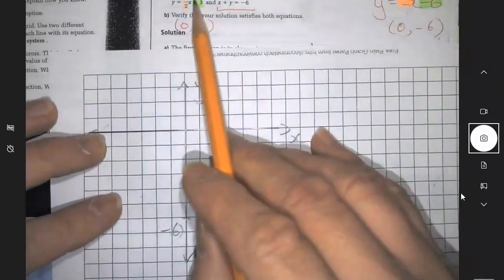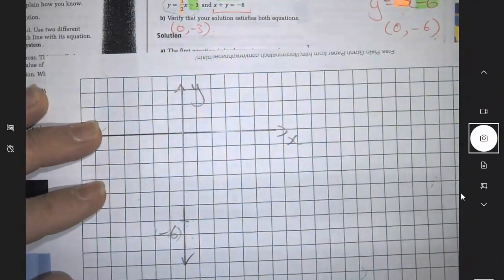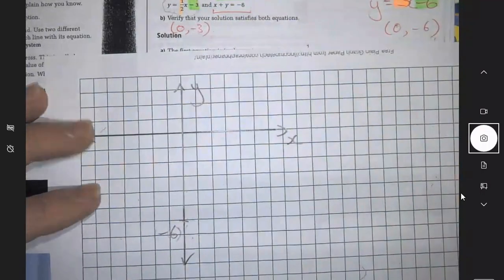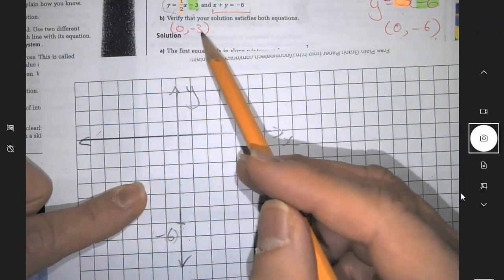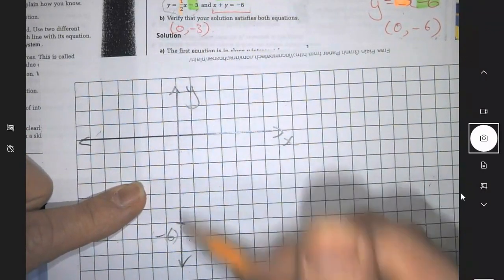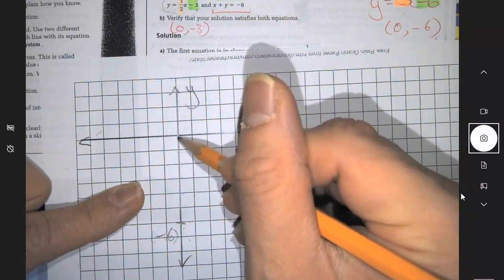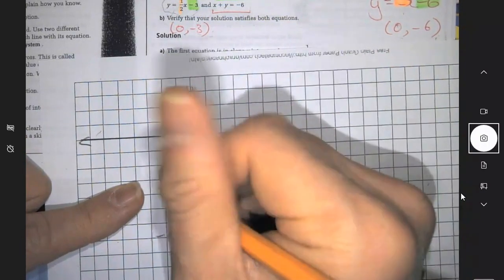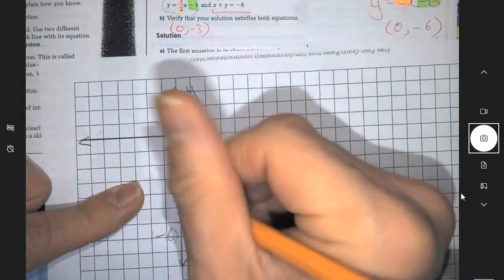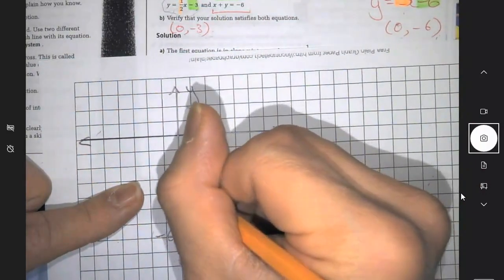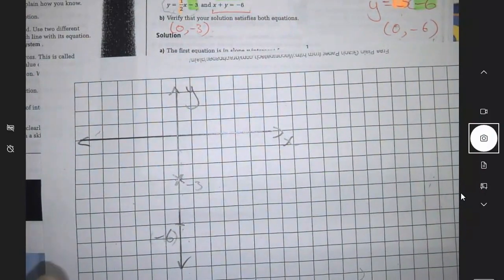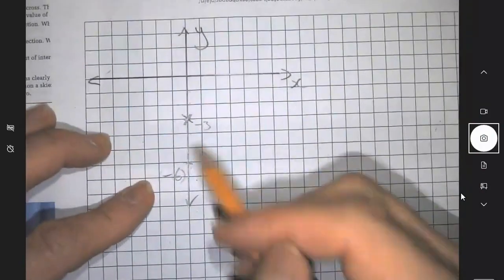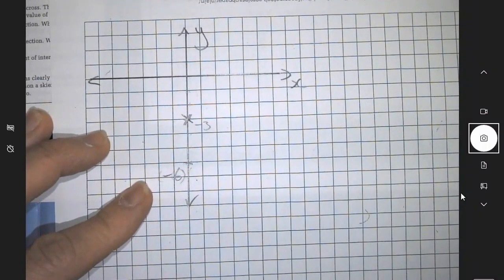Now let's graph this line here first: y equals 1/2 x minus 3. For this line, you know the y-intercept is (0, -3). So let's do that. Minus 1, minus 2, minus 3. So this will be my point here, at minus 3. Remember, when you graph, use a cross, okay?